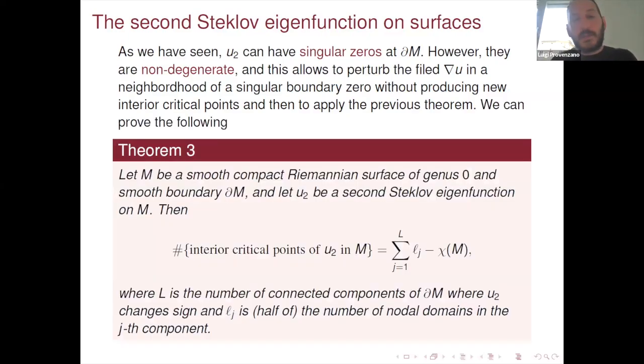And then let me just get to the conclusion. We get the theorem that we wanted: the number of interior critical points of a second eigenfunction on a surface of genus 0 is always equal to the number of sign changes minus the Euler characteristic of the surface. So this is not a generic result. It holds for all these surfaces of genus 0, and also in other situations, but just to simplify the presentation, I just state it for genus 0 surfaces.